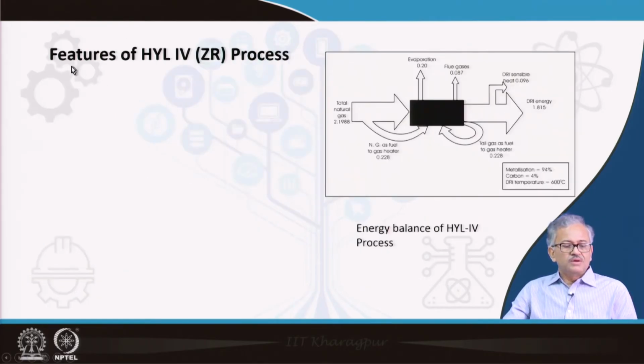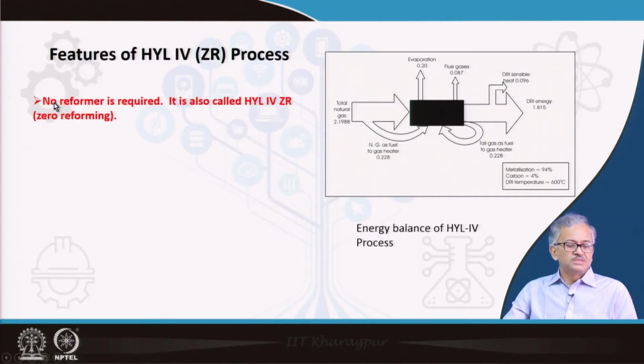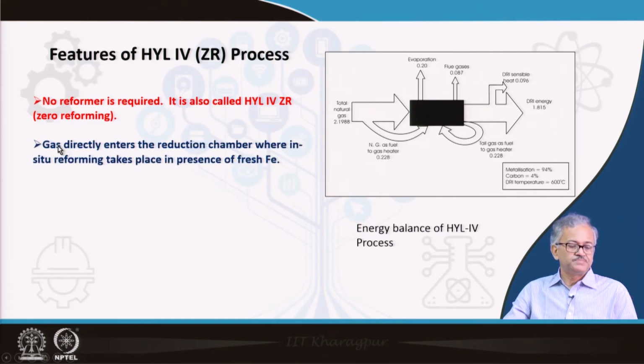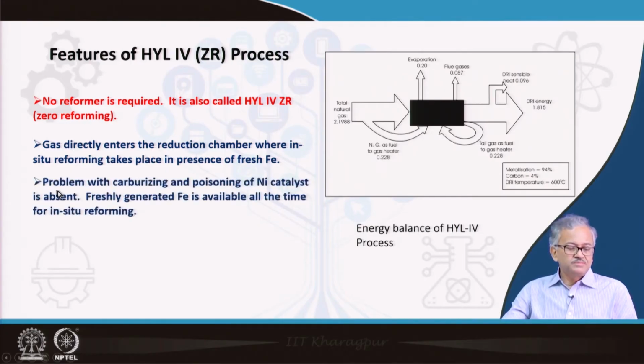Now I come to some features of the HYL4 process. There is no reformer required, as I can see. So it is called the HYL4 ZR process. That is, ZR represents zero reforming. So natural gas directly enters into the reactors without any reformer, okay, and the reforming takes place with the fresh iron. And as I said, that is the main thing.